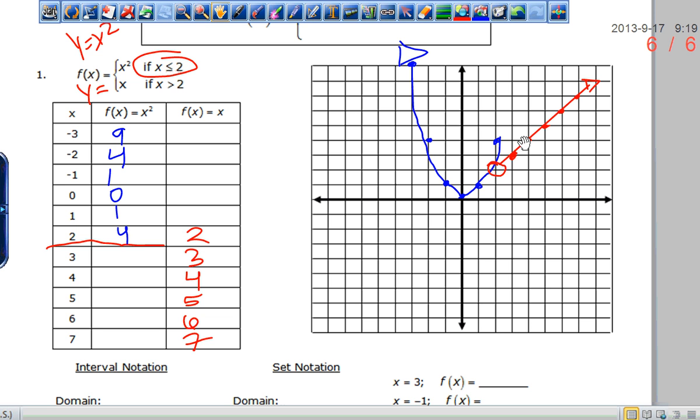Okay. Yes, sir. So we did the open circle because this is a greater than symbol and not a greater than or equal to. The little equal to part means solid line. This is an open circle. All right? Any other questions?